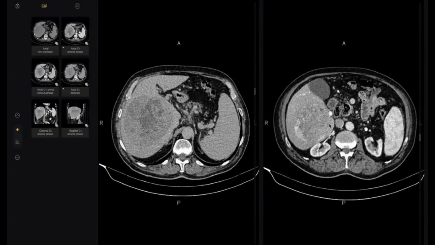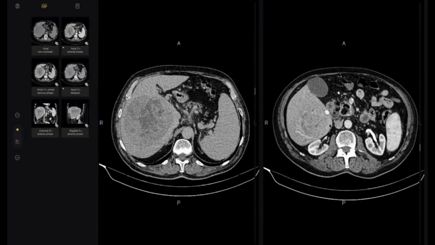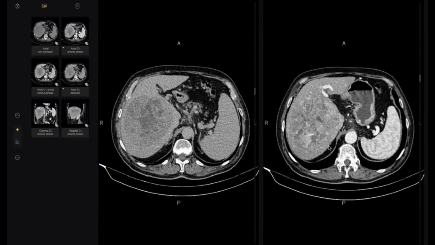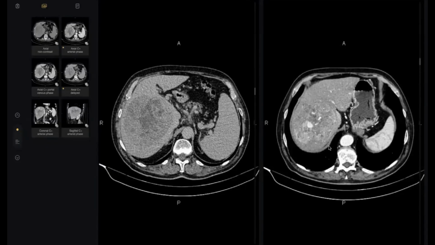By the way, the portal vein is compressed and not infiltrated. So if you look here, you will not see any perfusional abnormality outside the lesion.